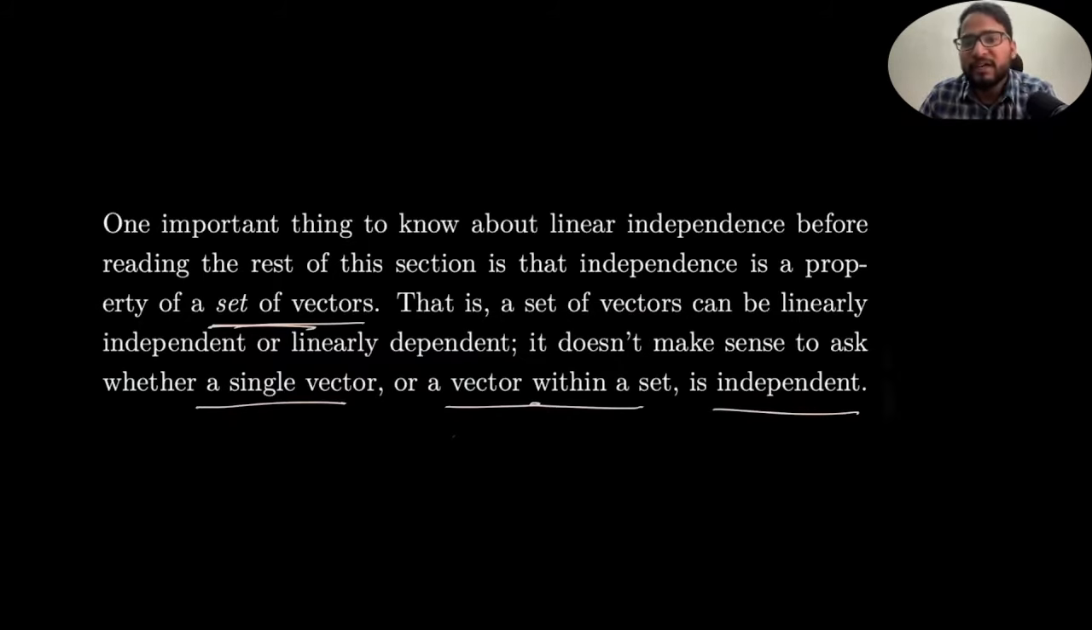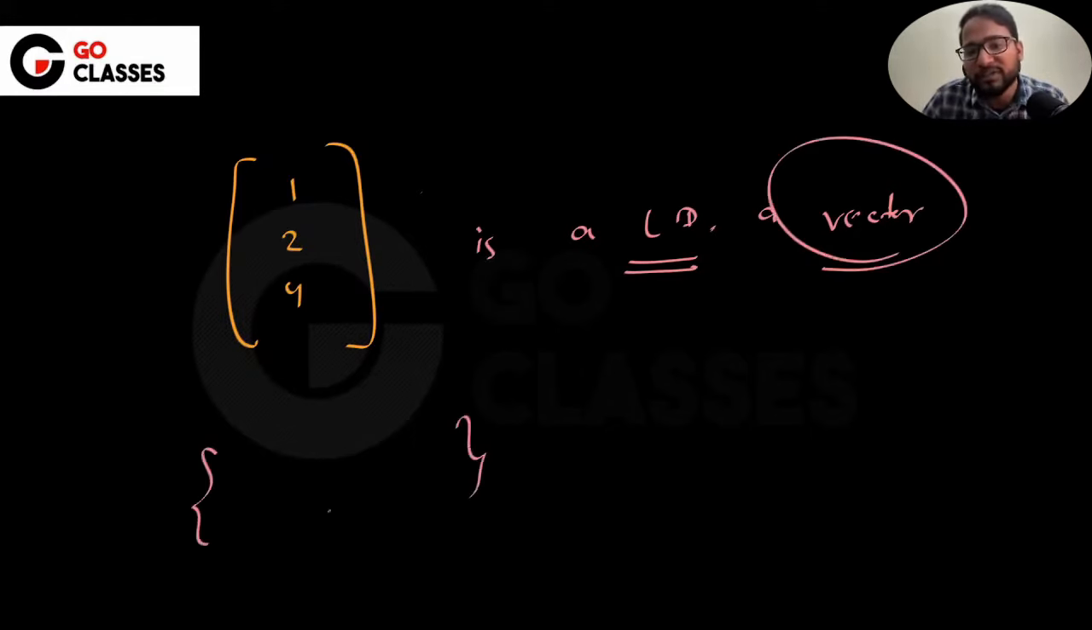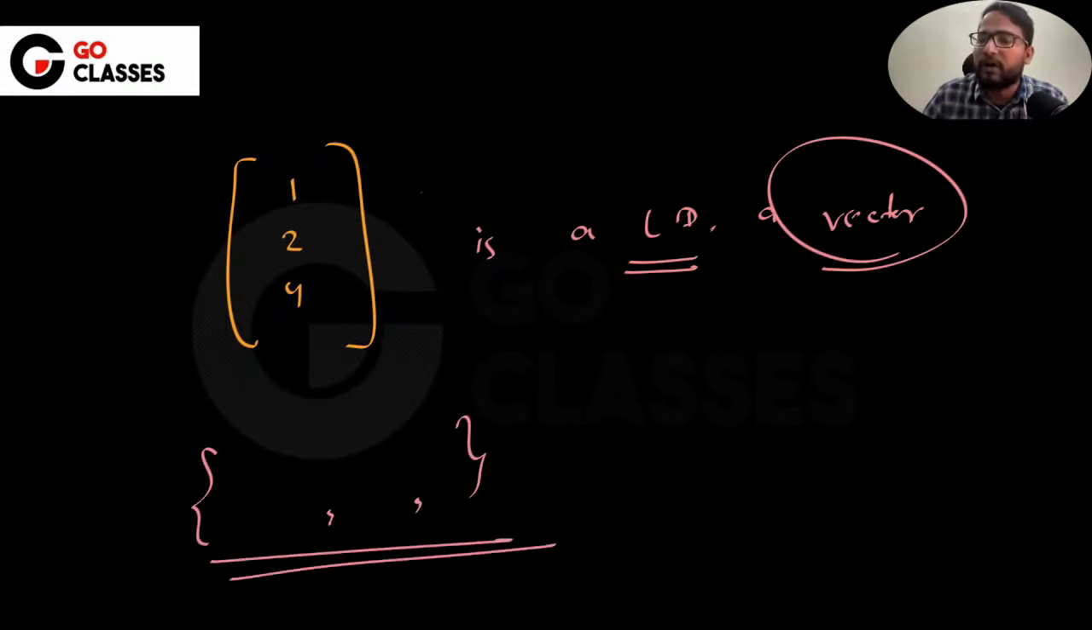Before that, this property of linearly dependent and independent is defined for a set of vectors, okay? It's defined for a set of vectors. Which means, don't ask me whether a particular vector, like 1, 2, 4 or whatever vector you have in your mind, is linearly dependent or not. Don't ask me for a particular vector. Ask me for a set of vectors, okay? And then I will tell you the answer.